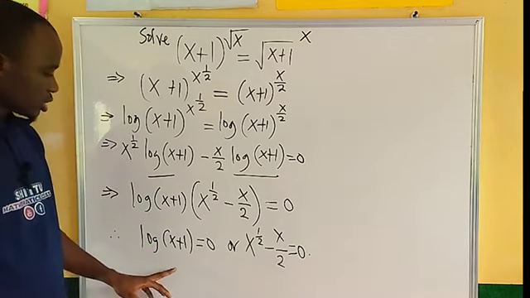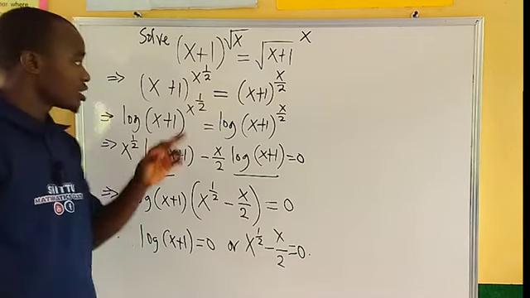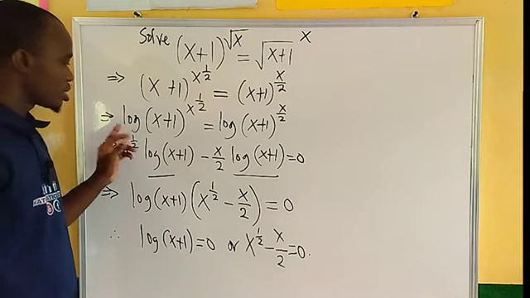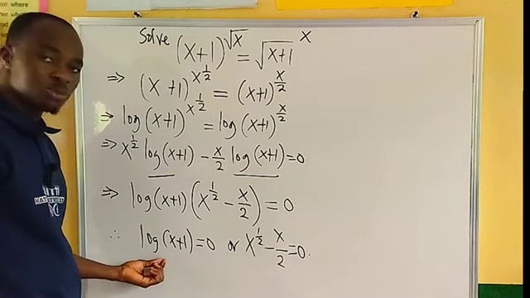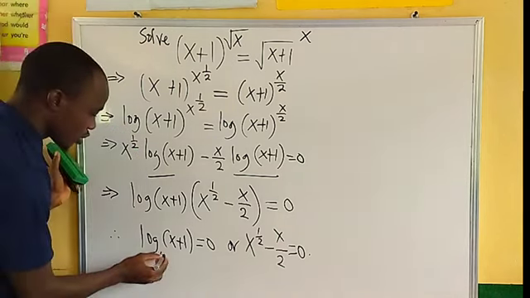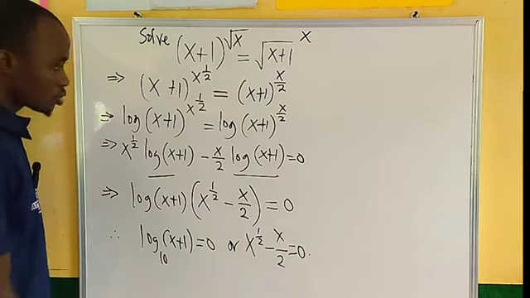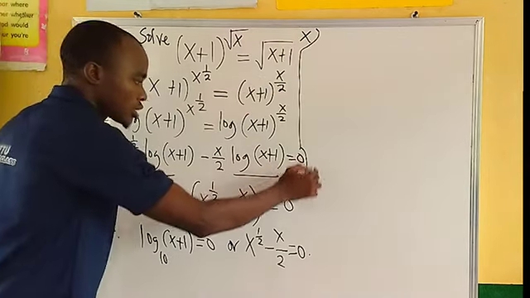So from there, the next thing we are going to do, don't forget that the log we introduced is the log with respect to base 10. So don't forget to put your 10 here. Is that understood? So from there, what is the next thing to do?